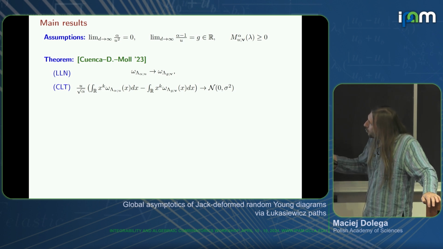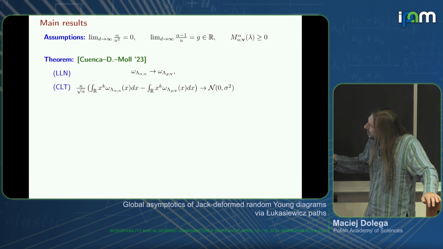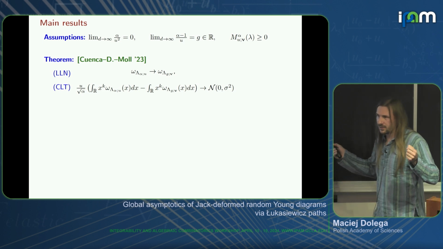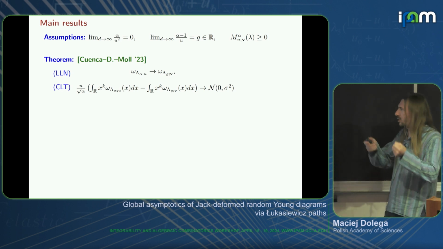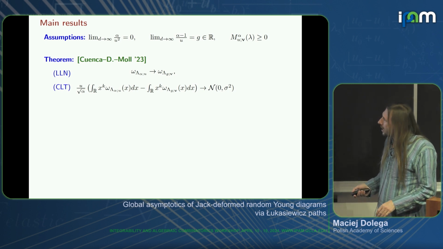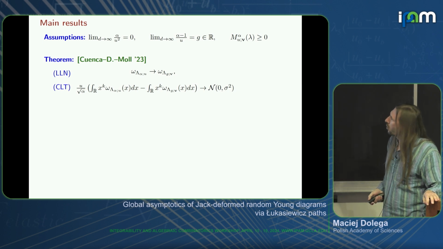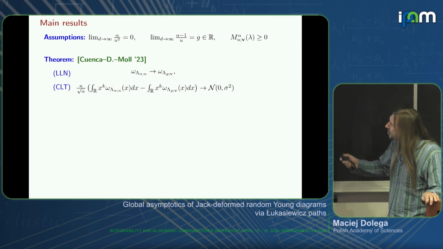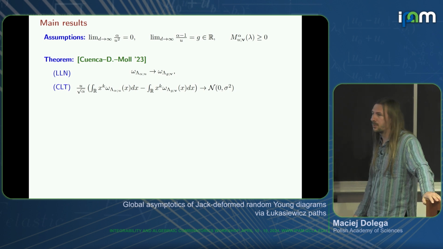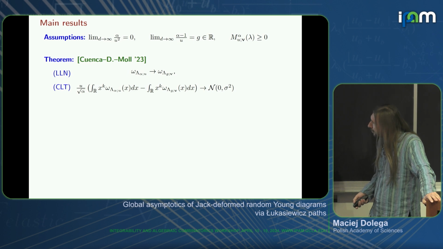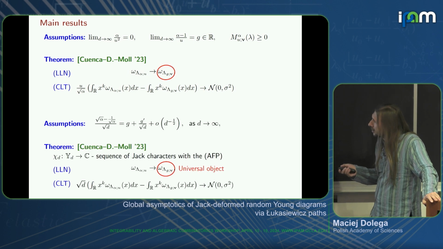And what we proved is that there is a universal shape which depends only on your sequence of v's and on your parameter g, which tells you whether you are in the high temperature regime or not, such that the profile of your random Young diagram converges to this shape. The convergence is in the supremum norm, in probability. And we also proved a central limit theorem. So this is the first result.